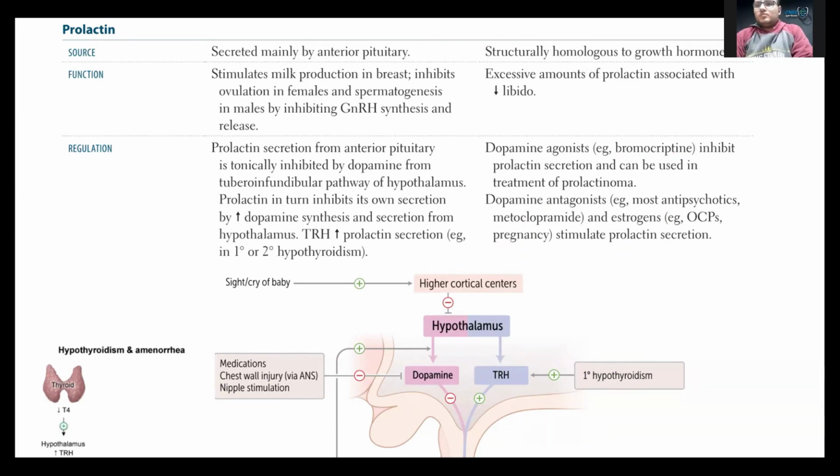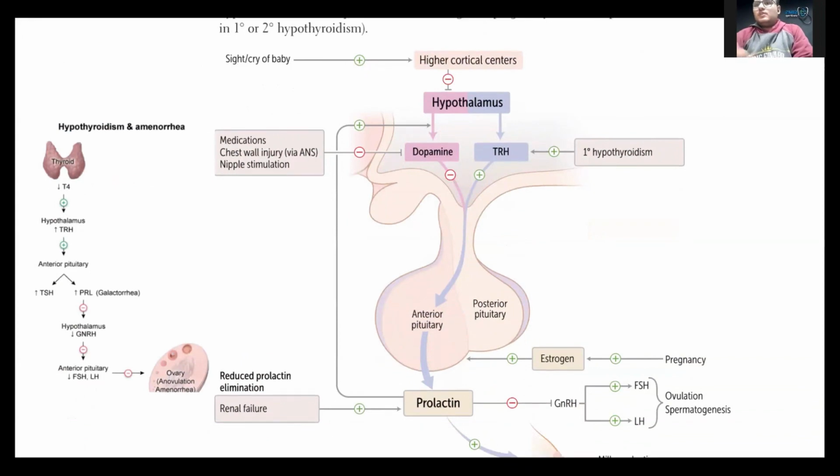Now we will discuss this beautiful regulation pathway that starts in the hypothalamus. When a mother hears the cry of the baby or sees the baby, there will be a response in the higher cortical center. It causes activation of a pathway, the inhibition of dopamine. When the mother sees the baby, dopamine will be inhibited and prolactin will increase.